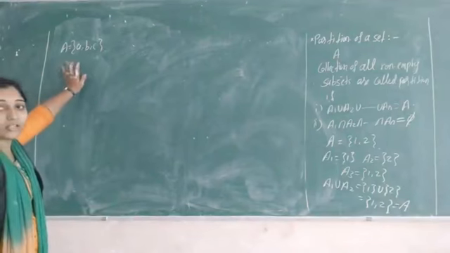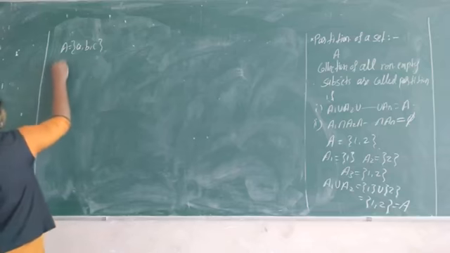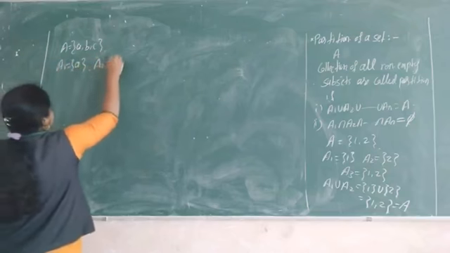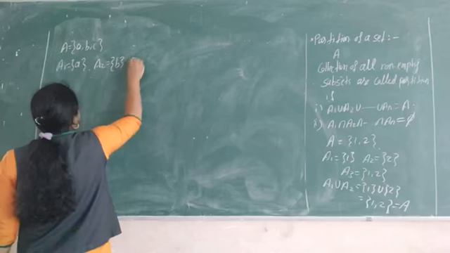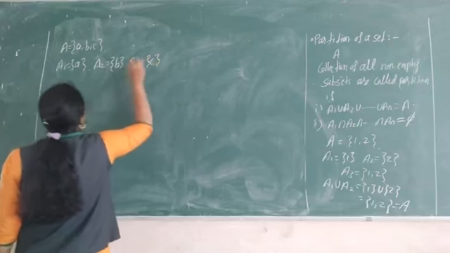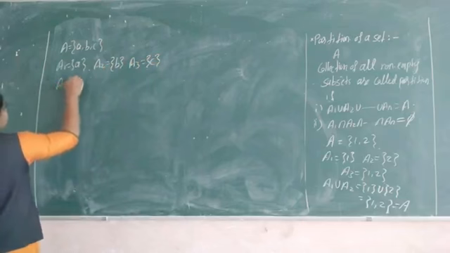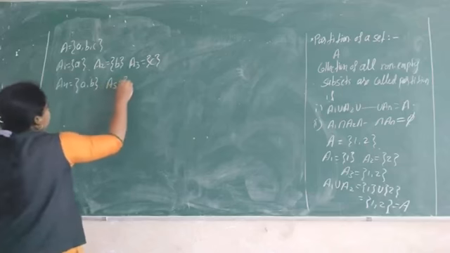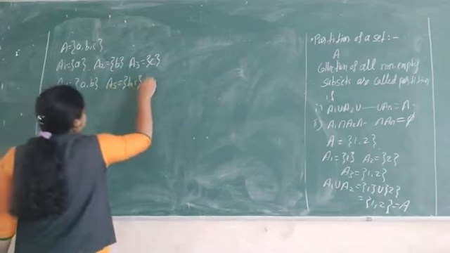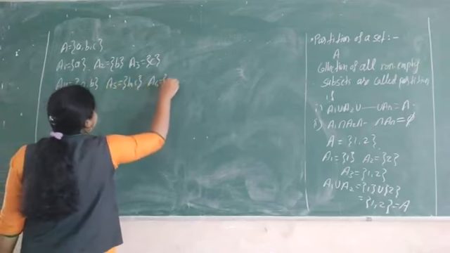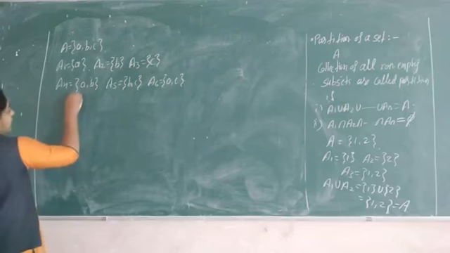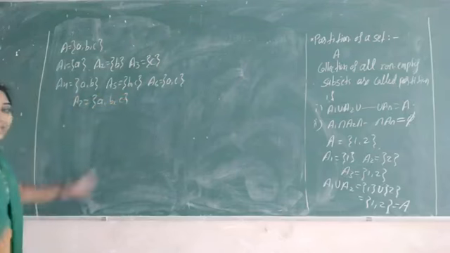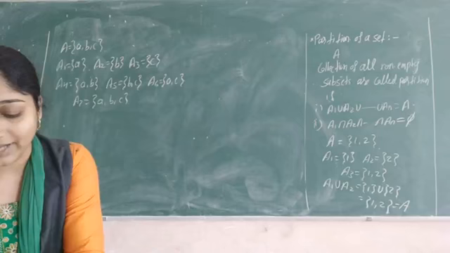So first find all the possible subsets of A. You will get A1 is equal to the singleton set {A}. Next A2 is equal to the singleton set {B}. Next A3 is equal to the singleton set {C}. Next A4 is equal to the pair {A, B}. Next A5 is equal to the pair {B, C}. And next A6 is equal to the pair {A, C}. And finally the last set A7 is equal to {A, B, C}. So these are the possible subsets of the given set, right?